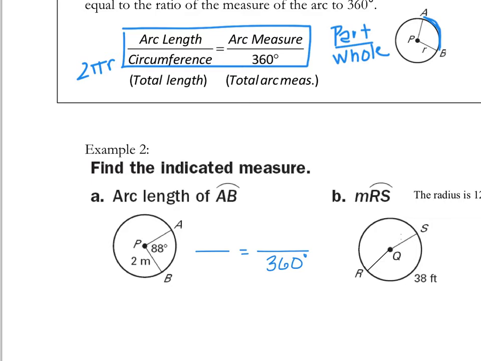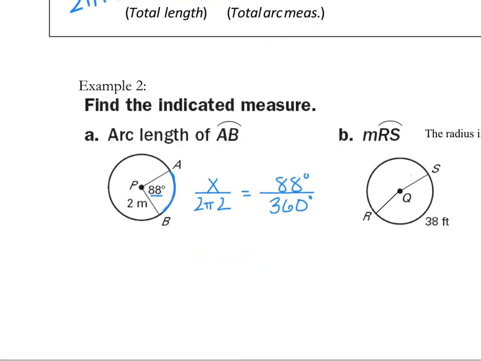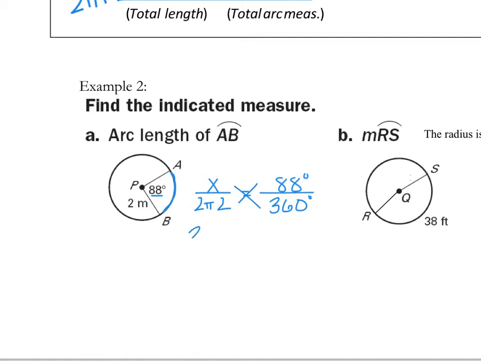Think about it: if a degree is on the bottom, a degree has to go on the top. So that's going to be my 88 degrees in this picture, because if it's a central angle, the arc measure is going to be 88 as well. If it's asking you to find the arc length, that's where the x goes. And then the bottom is 2 pi r. Well, r is 2, so 2 pi 2. Now when I solve, I am going to cross multiply: 360x equals 2 times pi times 2 times 88. And I can just plug all of that into my calculator.